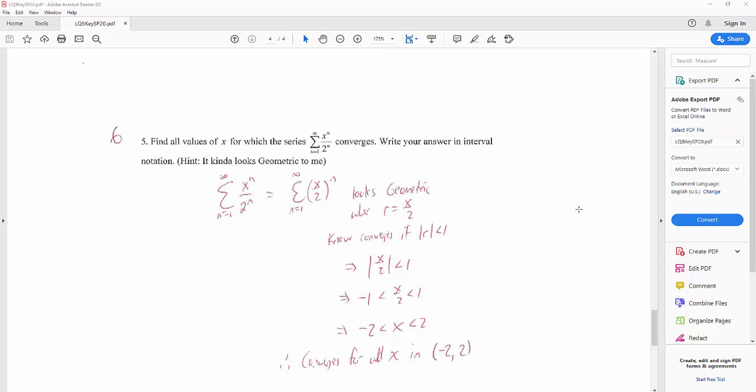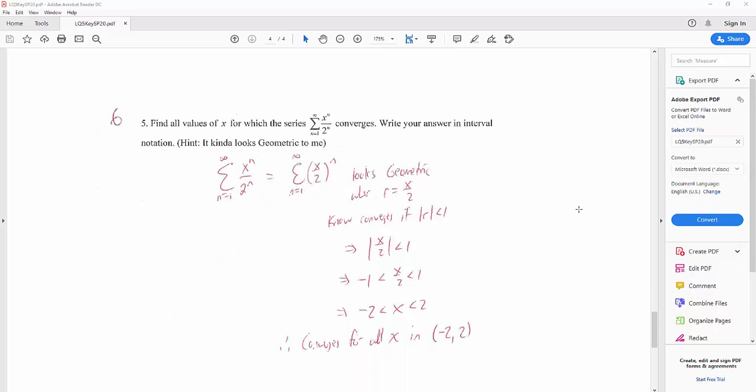Finally, number 5. This is setting up some stuff that you'll be seeing in Chapter 11. It's why we're doing all this. It's why I'm stressing you really have to know these tests, all of these tests, and what they look like and how to use them. Find all values of x for which the series 1 to infinity, x to the n over 2 to the n converges. And write your answer in interval notation.